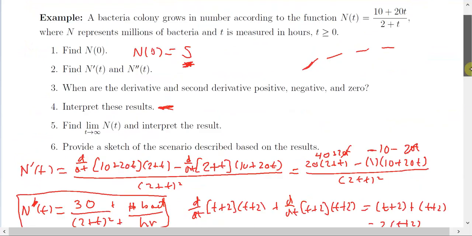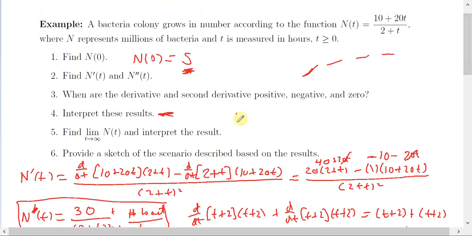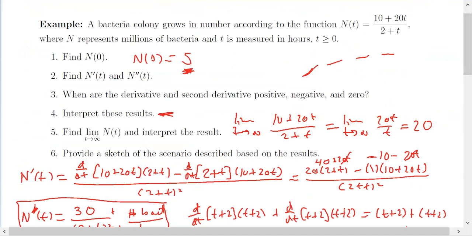I'm going to take the limit. I'm going to have to do it up here. So right here, I'm going to do the limit as t goes to infinity of this function, 10 plus 20t over 2 plus t. Well, this one we can do. Remember, this is a rational function, so all I have to do is take the dominant terms. This is the same as taking the limit as t goes to infinity of 20t over t, which cancels out the t's. You're going to get 20. So that says, in the long term, it's headed towards 20 million bacteria. That's the limiting value of this culture.